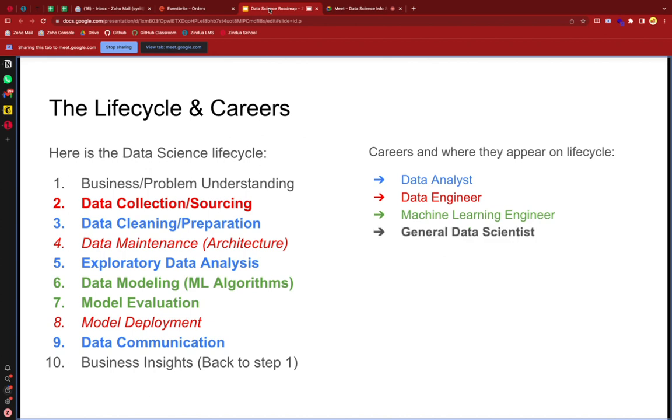And then if you learn pretty much everything that's in bold, from data collection to data communication, of course, you can always skip data maintenance and model deployment because it's usually a domain for data engineers, though I recommend knowing. Then you can always be a general data scientist.